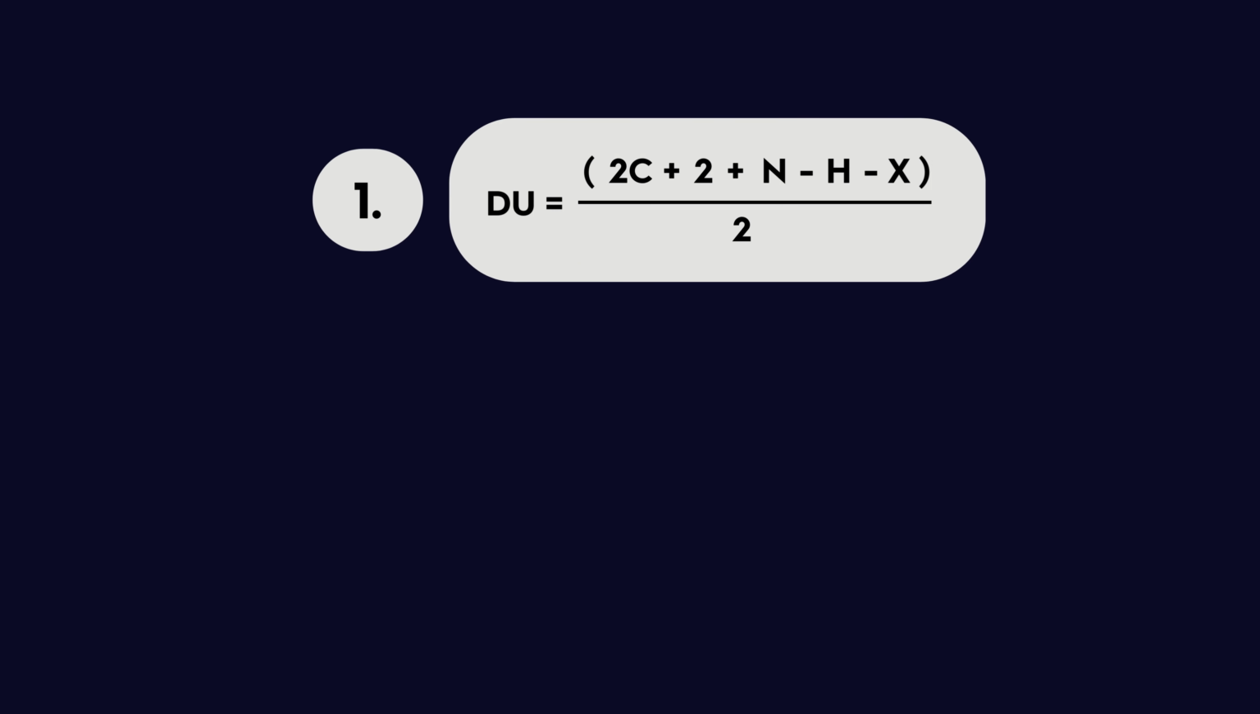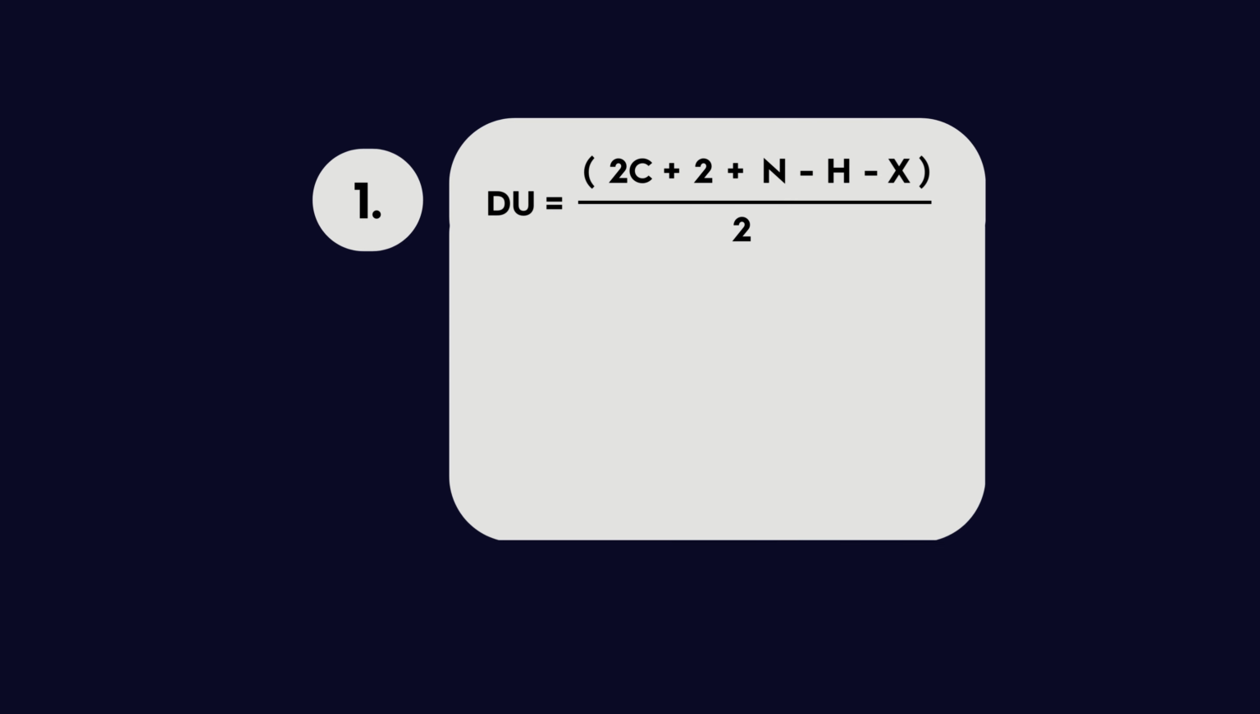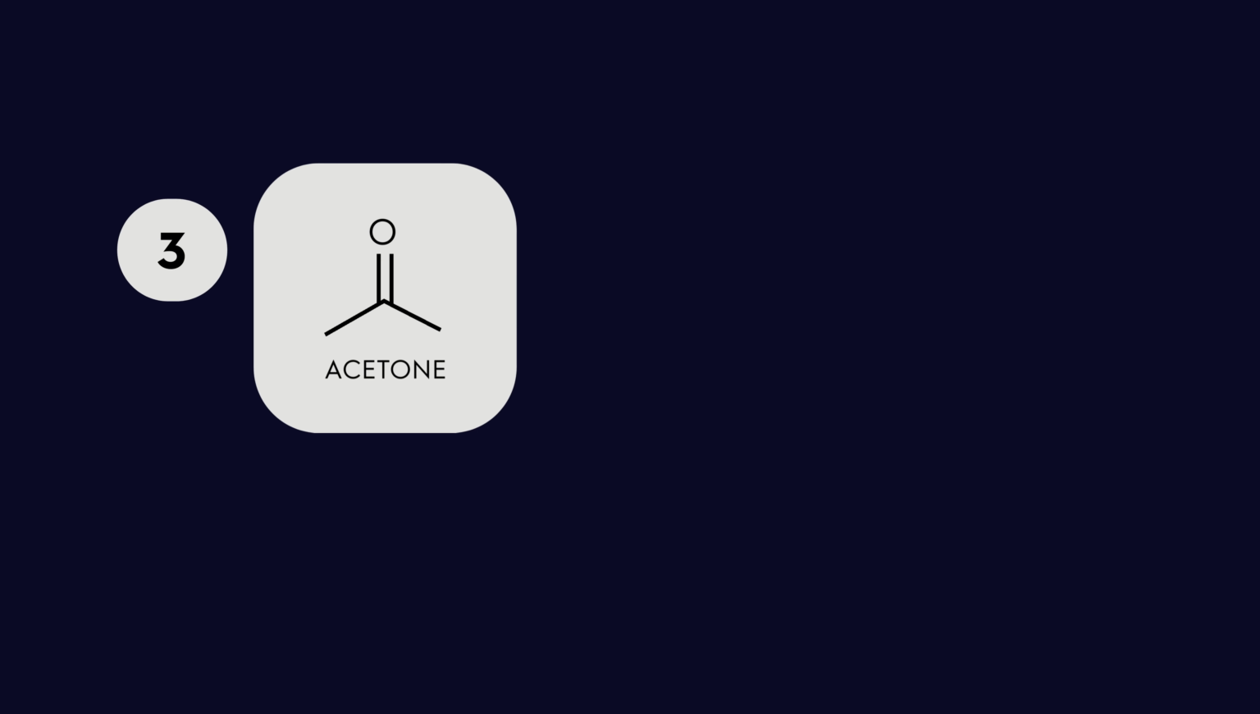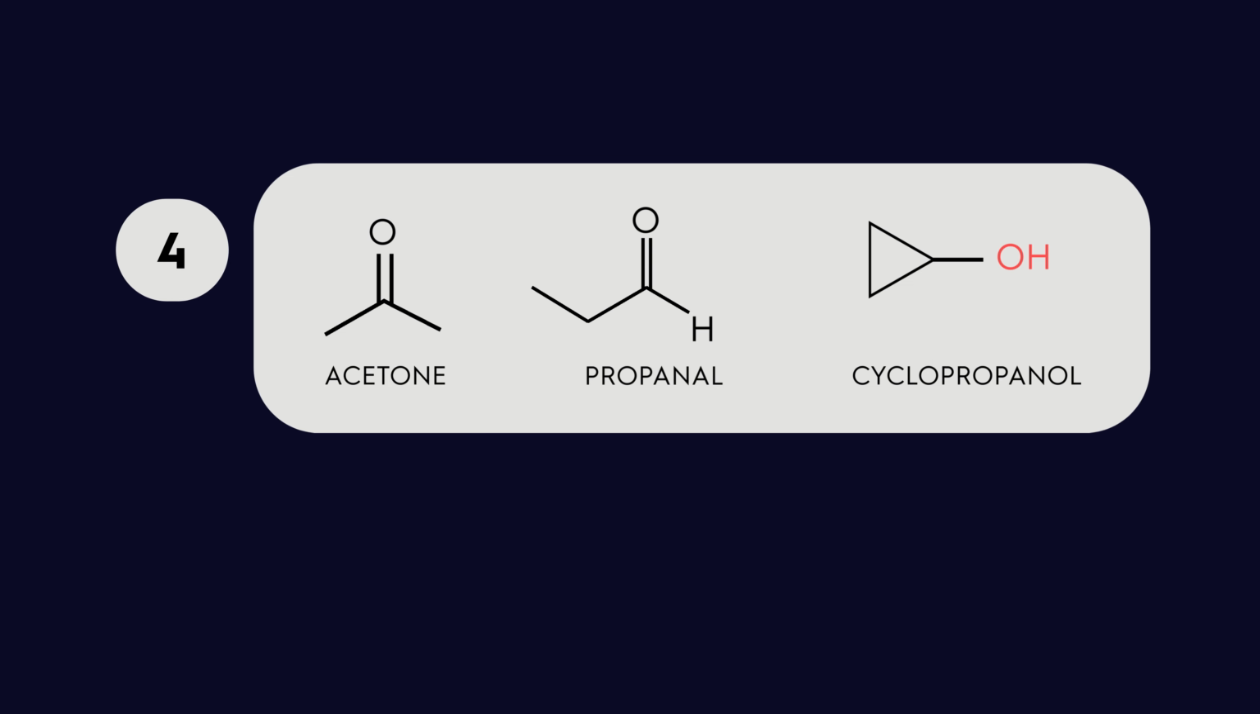Here is a quick recipe. First, list counts for carbon, hydrogen, halogens, and nitrogens. Second, plug into the formula. Third, interpret the number as total rings plus pi bonds. Finally, generate a few candidates that match that number.